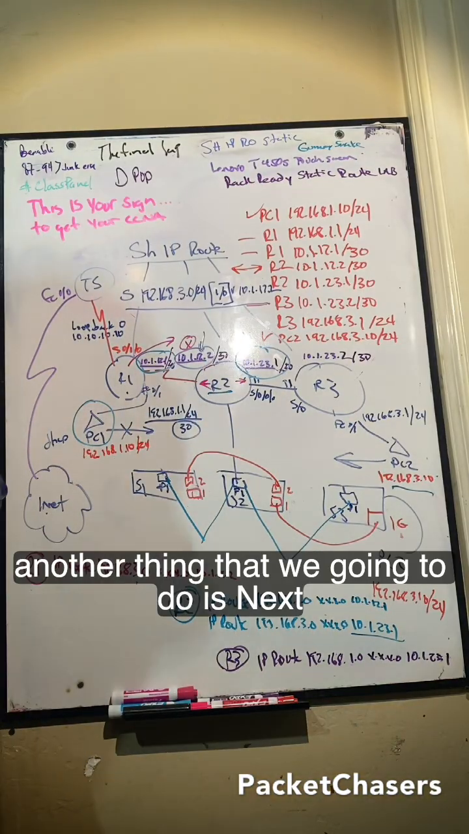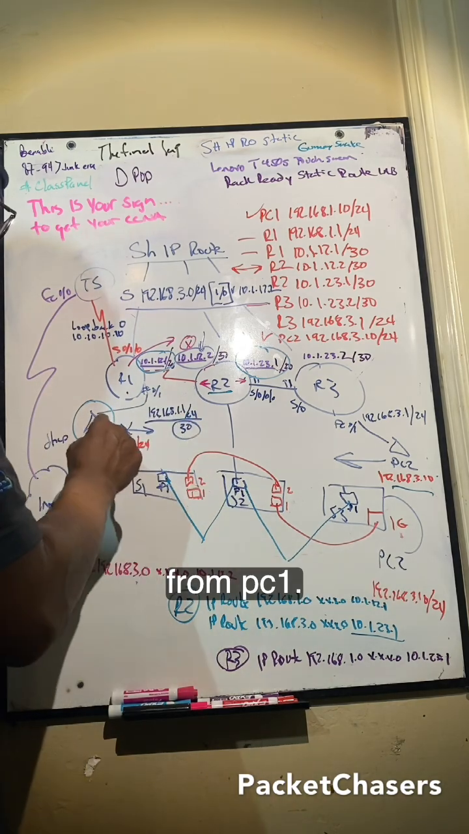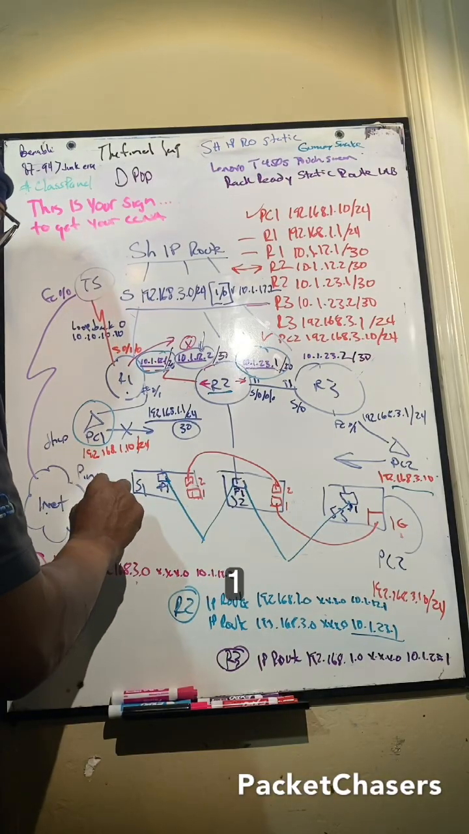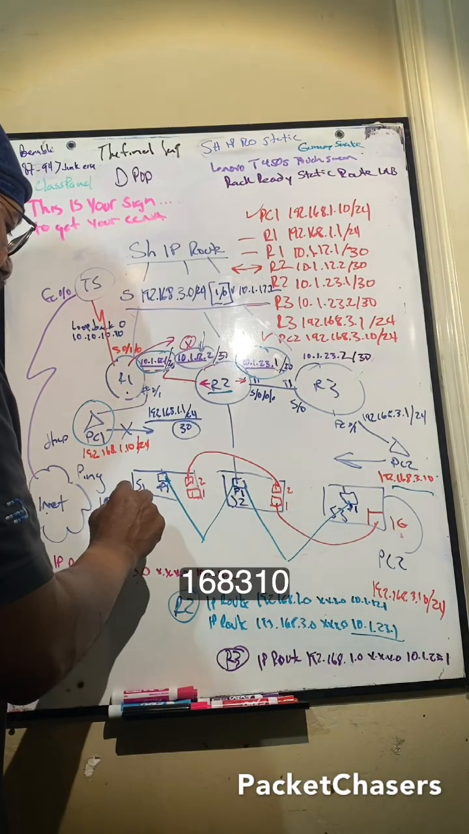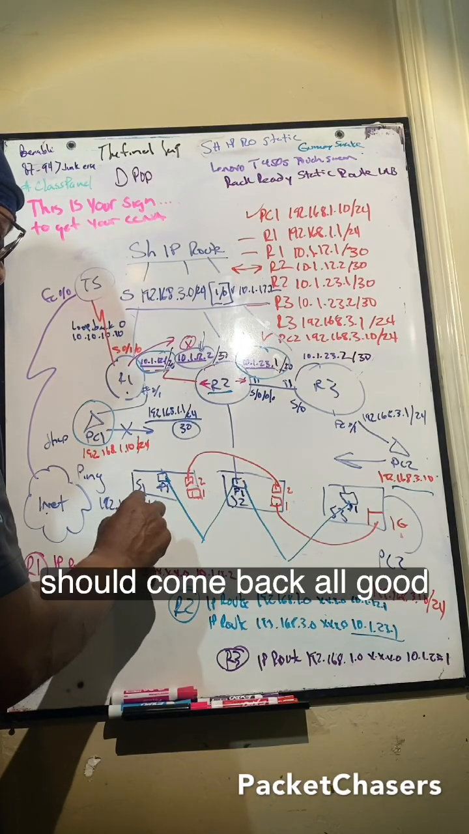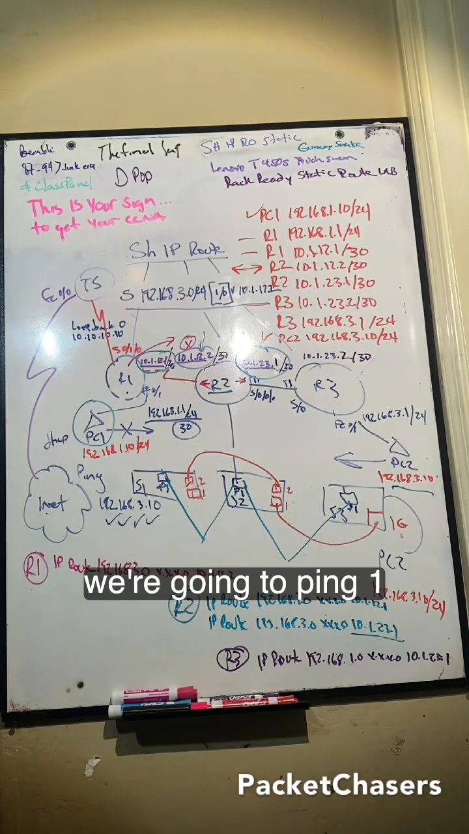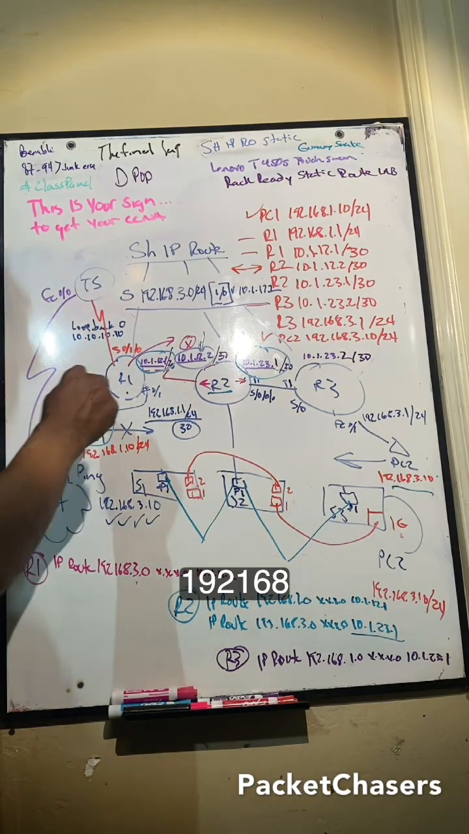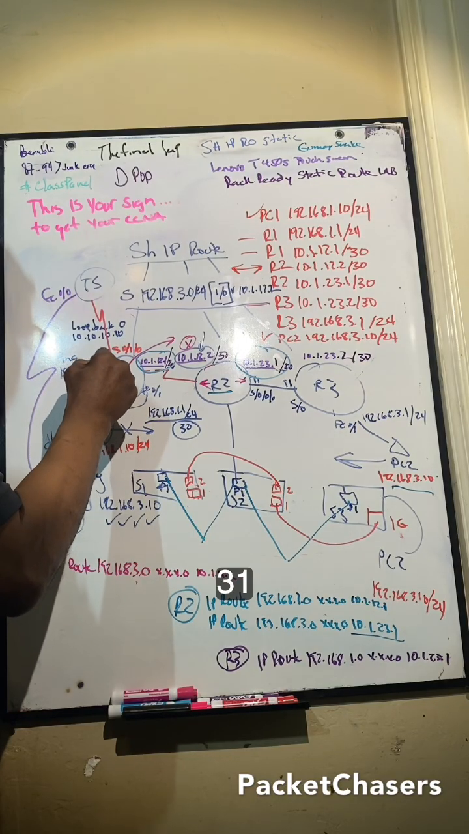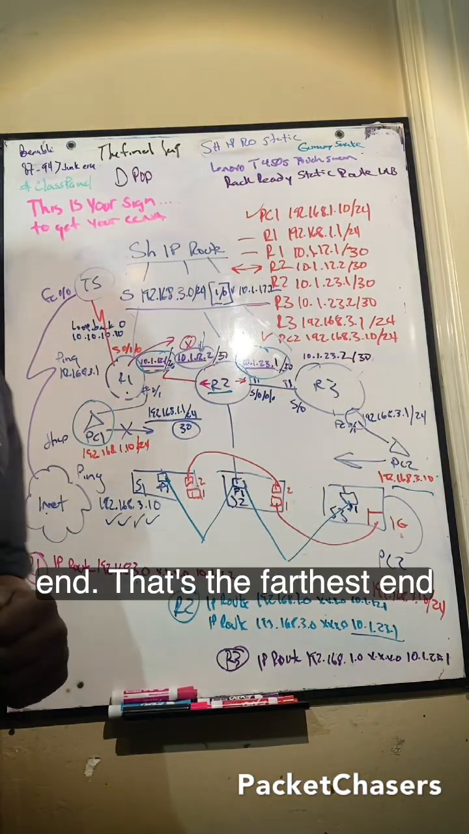The next thing we're going to do is, from PC1, ping PC2 at 192.168.3.10. It should come back all good. Then from router 1, we're going to ping 192.168.3.1, which is the farthest end of the network.